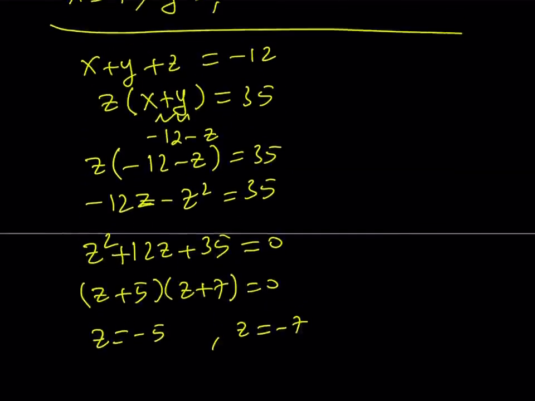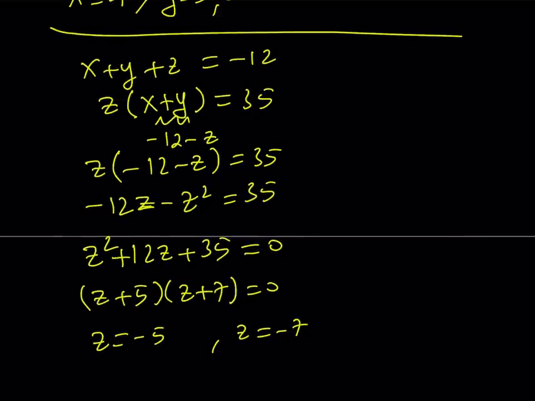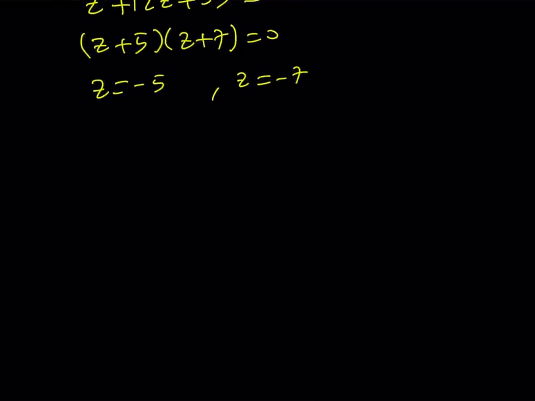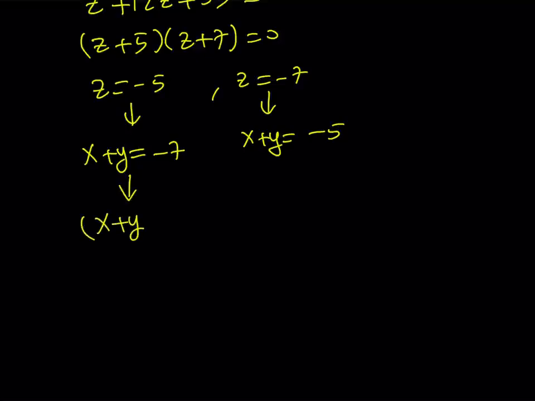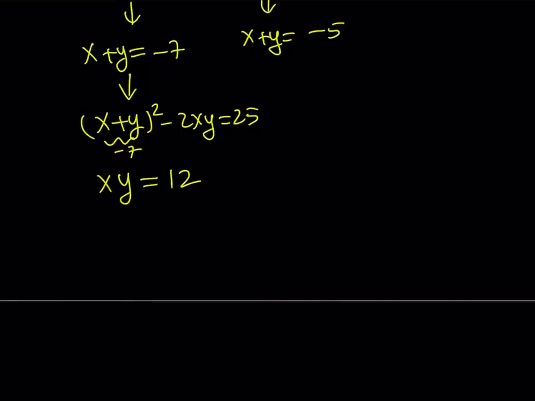Now we know that x plus y is equal to negative 12 minus z. So if you replace z with negative 5, for example, you get x plus y is equal to negative 7. In this case, x plus y becomes negative 7, and in the other case, x plus y becomes negative 5. This gives us x plus y quantity squared minus 2xy is equal to 25. Remember, this was our first equation. If x plus y is equal to negative 7, you're going to square it, 49, and you're going to get the same scenario. xy is going to be 12. So now I have x plus y is equal to negative 7 and xy is equal to 12.